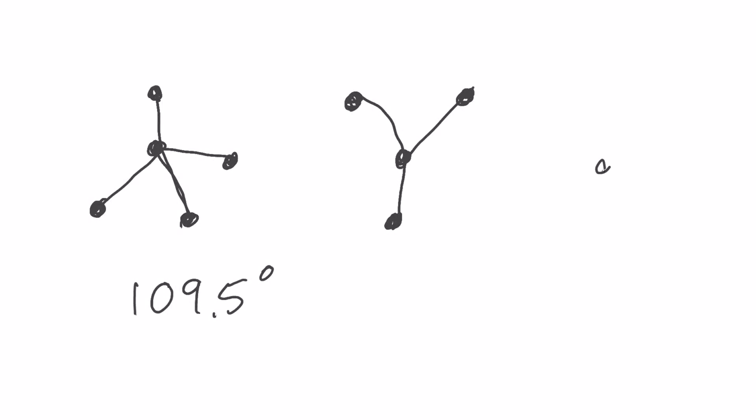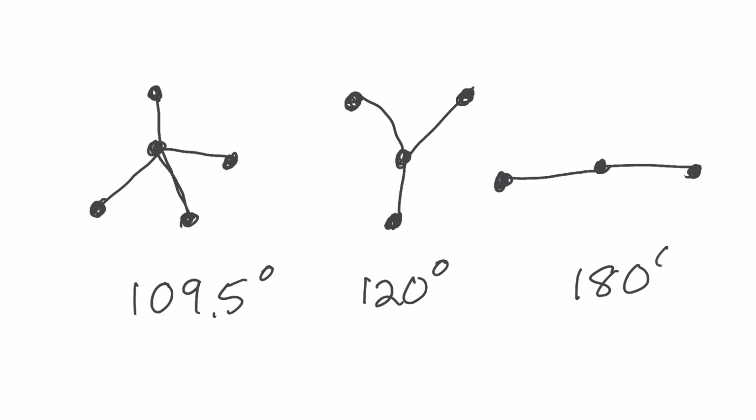And then if you have just 2 groups of electrons, the only shape you can have is linear. So if you have 2 atoms or you have 3 atoms, it's still linear. And here we have 120-degree angles, and here it's 180-degree angles. So that's just a quick review of shapes. Watch the longer video if you need some more help.